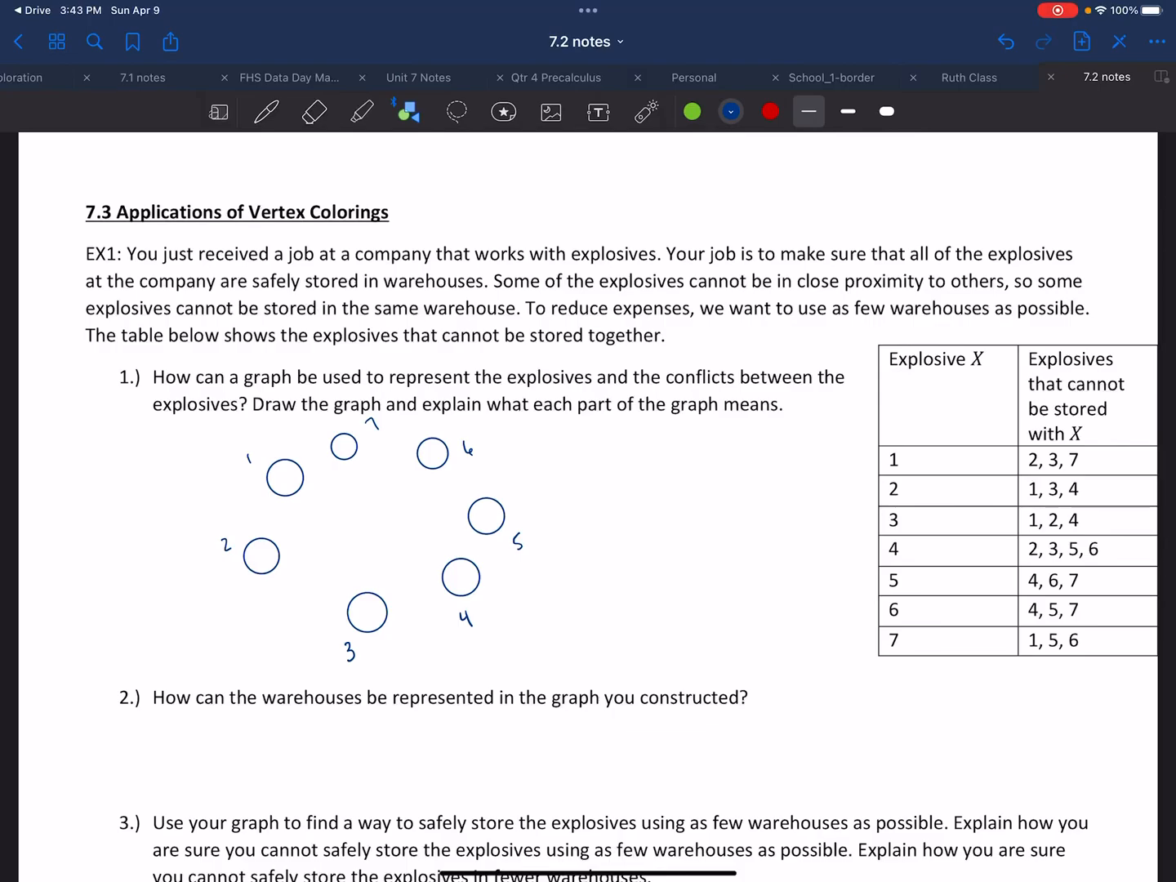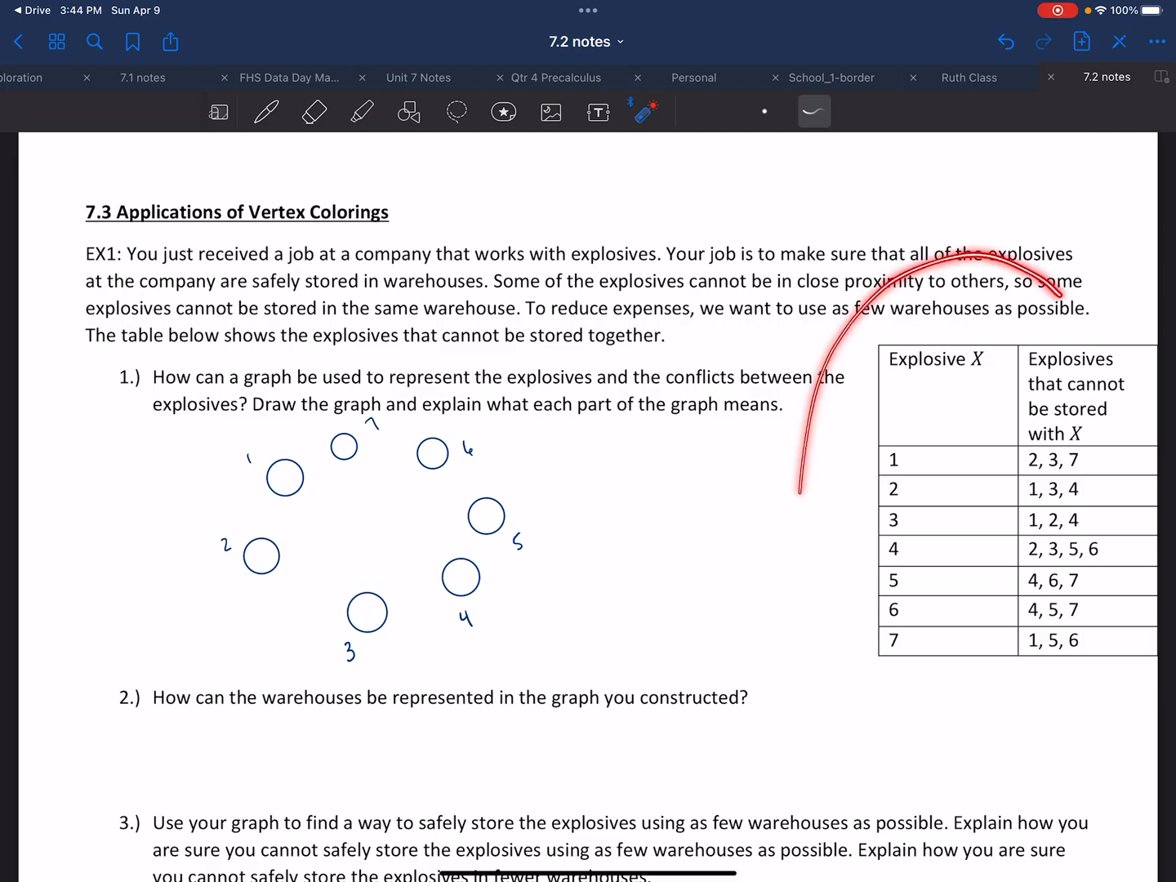In this lesson, we're going to look at some applications of our vertex coloring. The first thing we have now is you are working for an explosive company, meaning a company that deals with explosives. Your job is to make sure that all of the explosives at the company are safely stored in warehouses. Some of the explosives cannot be in close proximity to others, so some explosives cannot be stored in the same warehouse. To reduce expenses, we want to use as few warehouses as possible.